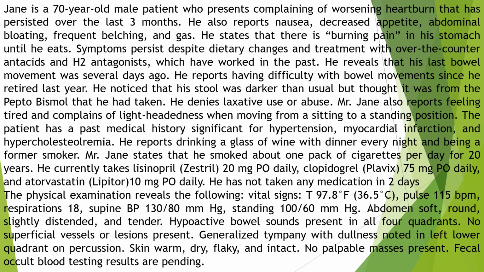Mr. Jain, a 70-year-old male patient, presents with complaint of worsening heartburn that has persisted over the last 3 months. He also reports nausea, decreased appetite, abdominal bloating, frequent belching and gas. He states that there is burning pain in the stomach until he eats. Symptoms persist despite dietary changes and treatment with over-the-counter antacids and H2 antagonists, which have worked in the past.